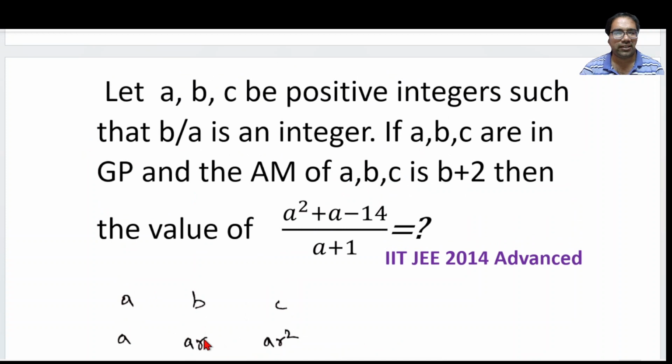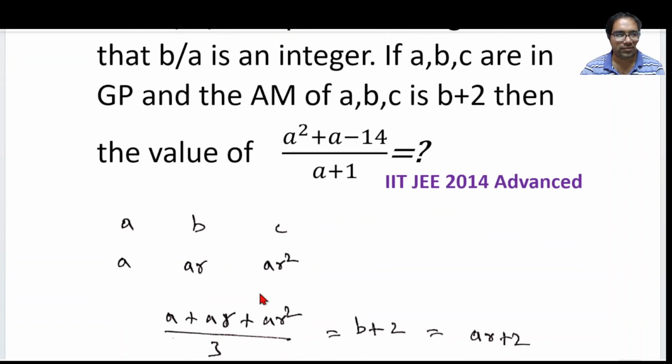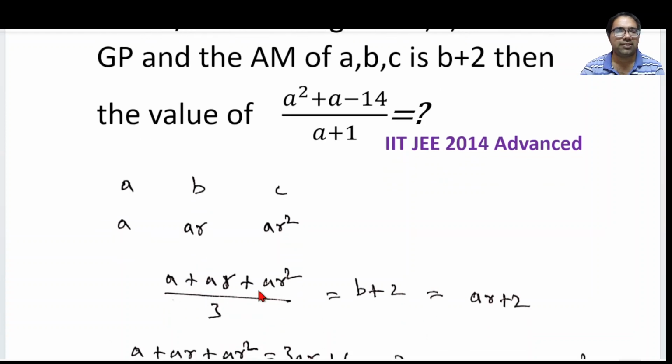Let's call them a, ar, and ar square. Now, all three are positive integers only. What is the average of these three? What is the arithmetic mean? It is given as b plus 2. What does that mean? a plus ar plus ar square by 3. Right, this is the arithmetic mean. It should be equal to b plus 2. What is b? b is again ar. So it should be equal to ar plus 2.